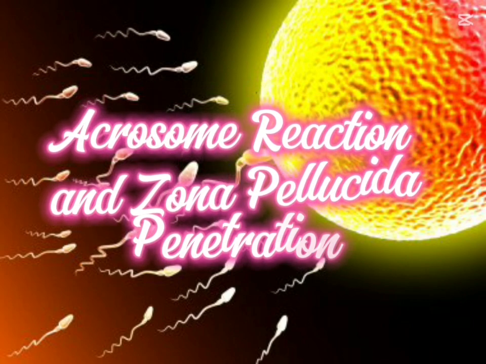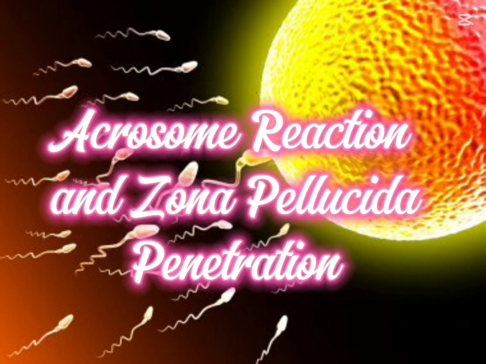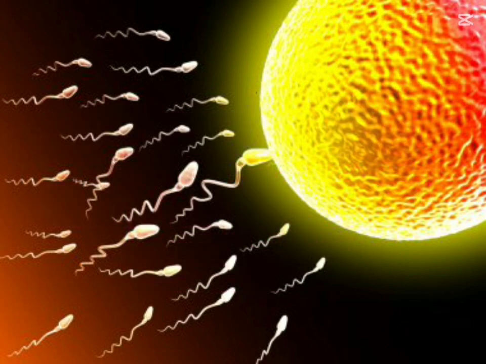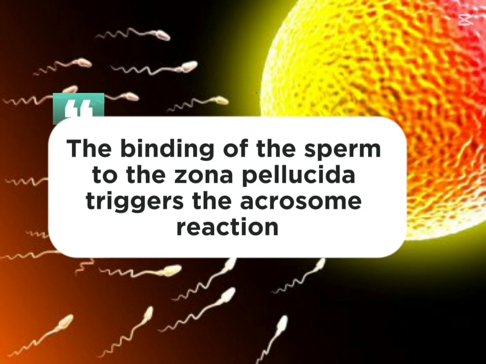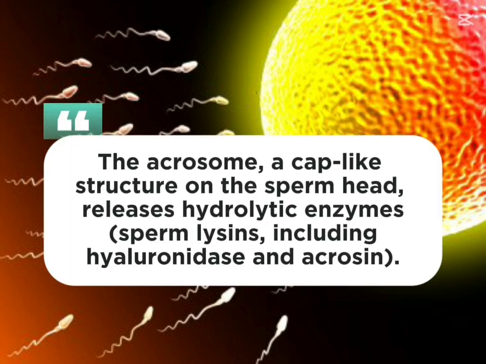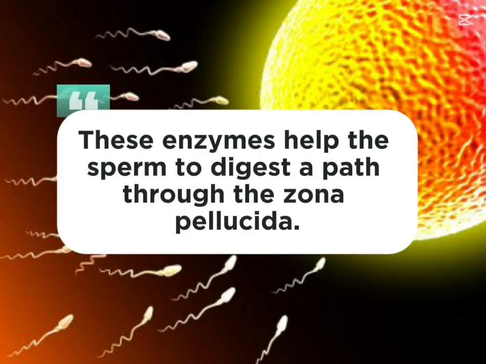Acrosome reaction and zona pellucida penetration. The binding of the sperm to the zona pellucida triggers the acrosome reaction. The acrosome, a cap-like structure on the sperm head, releases hydrolytic enzymes, sperm lysins, including hyaluronidase and acrosin. These enzymes help the sperm to digest a path through the zona pellucida.